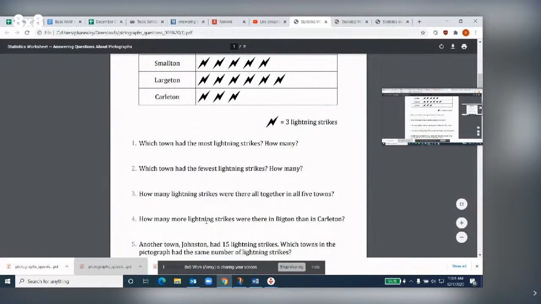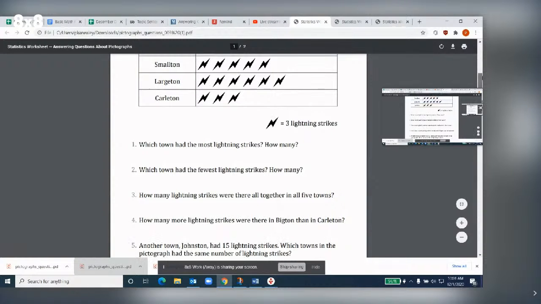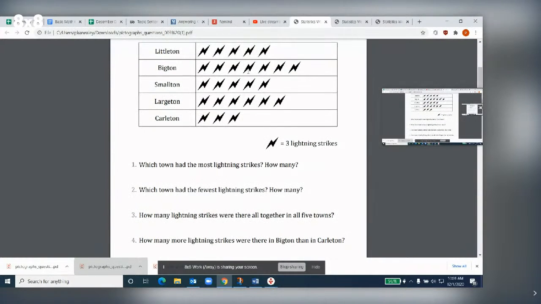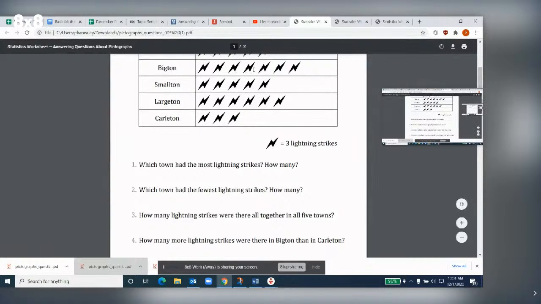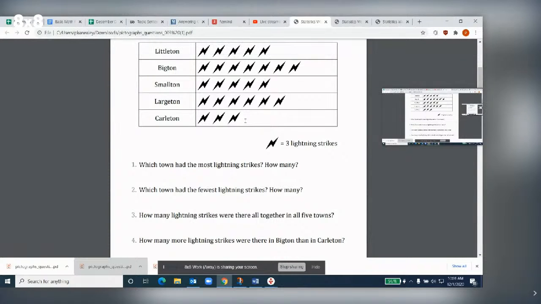Now this one actually you compare 2 towns, Bigton and Carlton. So how many more lightning strikes were there in Bigton than Carlton? Bigton had 7, so that's 21. Carlton had 1, 2, 3, so that's 9. So 21 minus 9 is going to be 12. So there were 12 more lightning strikes in Bigton than in Carlton.